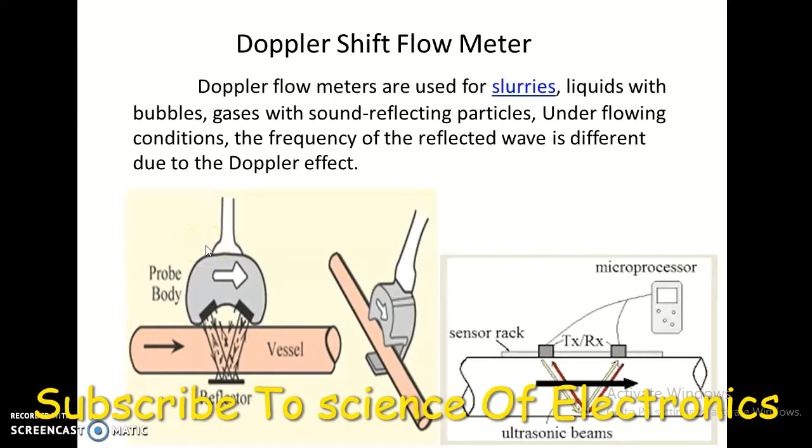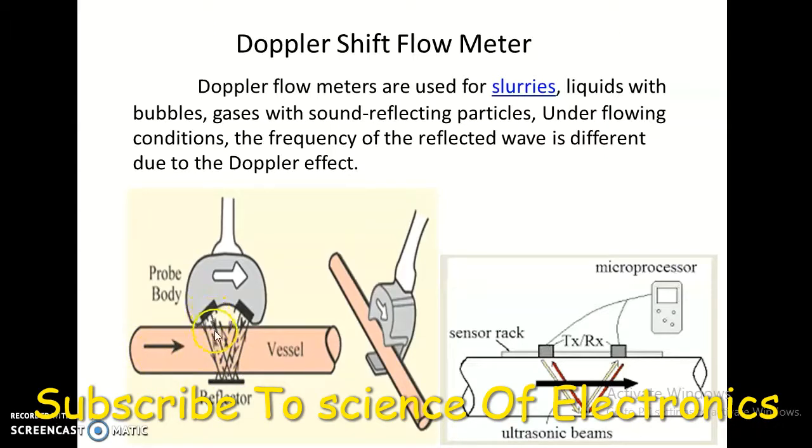Doppler flow meters are used to measure flow which has foreign particles such as slurries, bubbles or solid particles. That is, this type of particle has ultrasonic reflecting properties. These particles are also called sound reflecting particles. Here we can see this ultrasonic probe mounted on the outside of the pipe, and from this transmitter the ultrasonic wave passes through the pipe through which our liquid is flowing.